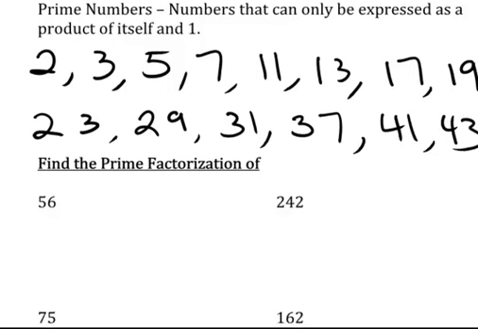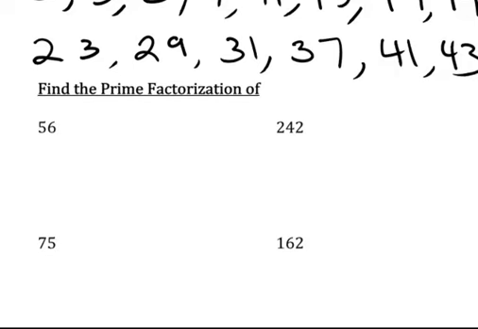The next part says, let's find the prime factorization of each of these numbers. The prime factorization means we want to break these numbers down until we can't break them down anymore. So I'm going to show you a couple of ways we can do this. One way is what we call a tree. So what two numbers might multiply to 56? Some people might say, well, 7 and 8.